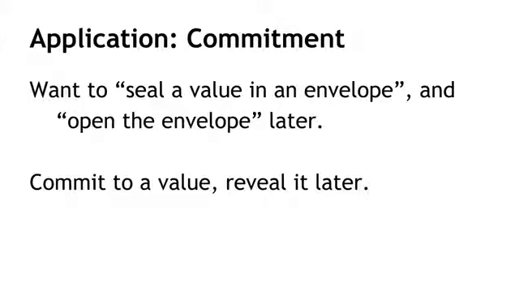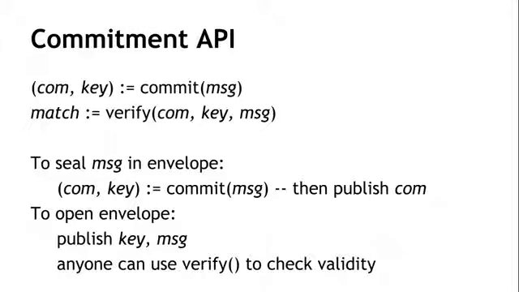So to be more specific about what is the API that we're going to provide here, the commitment API looks like this: there are two things you can do. First, you can commit to a message, and that's going to return two values, a commitment and a key.